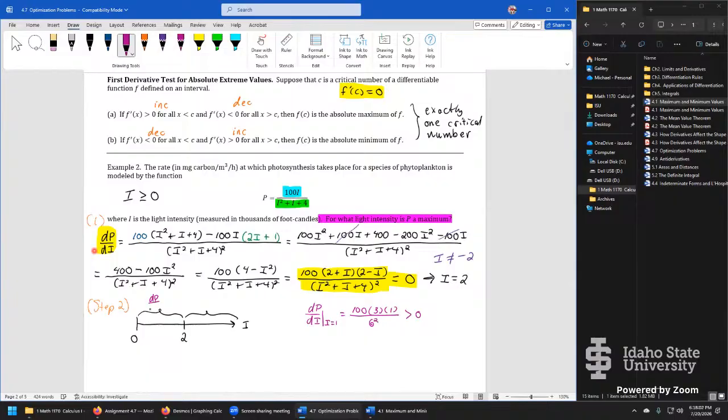That means here, dP/dI is positive, but that just means P, photosynthesis itself, is increasing. So I'll write P increasing just as a reminder. Now, if we have the right critical number and the model is a good one that they gave us, we take the value to the right of 2, any convenient value whatsoever, whether it's 10, I'll go for a 3, we're hopefully getting a negative derivative.